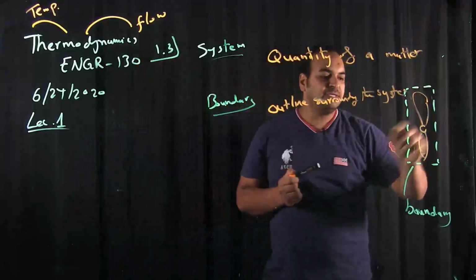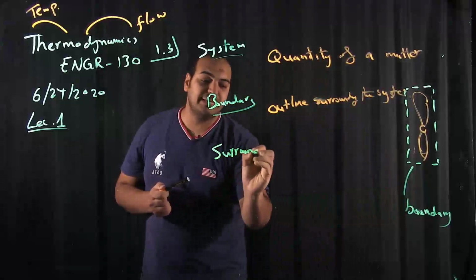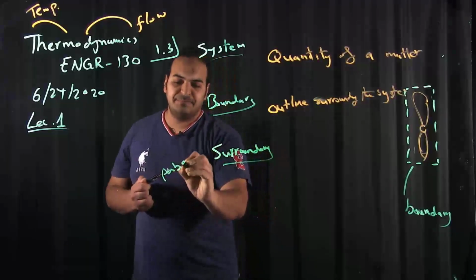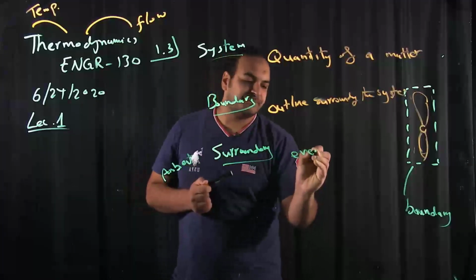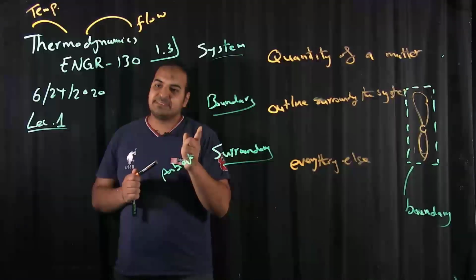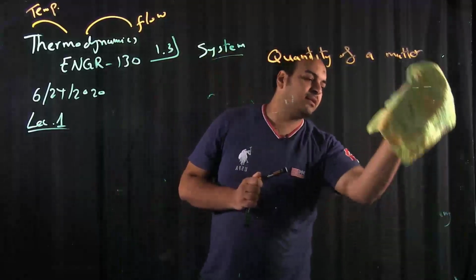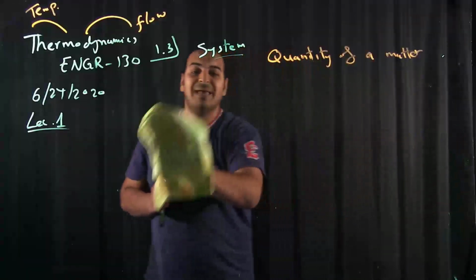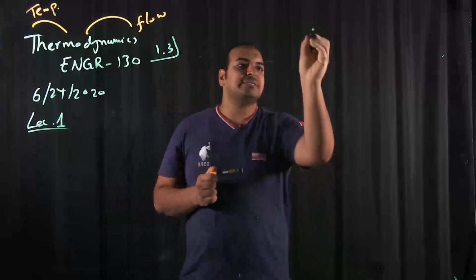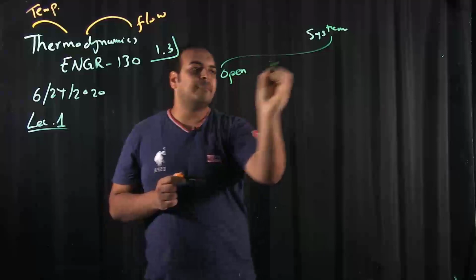Outside here is the surrounding, everything else we are not interested in right now. Think about the ambient. This is our surrounding. We have two types of system, open system and closed system. In our course, we're going to take a lot of problems about open and closed systems. So a system can be open or closed.